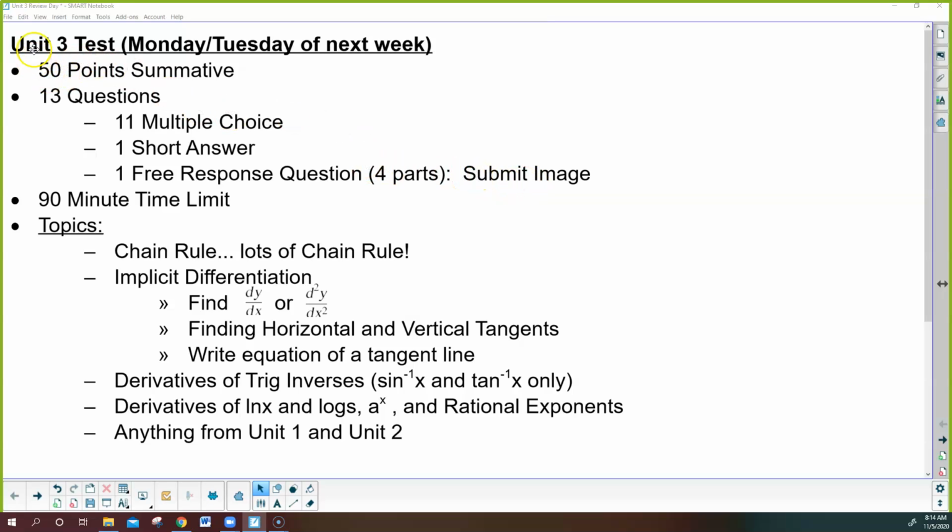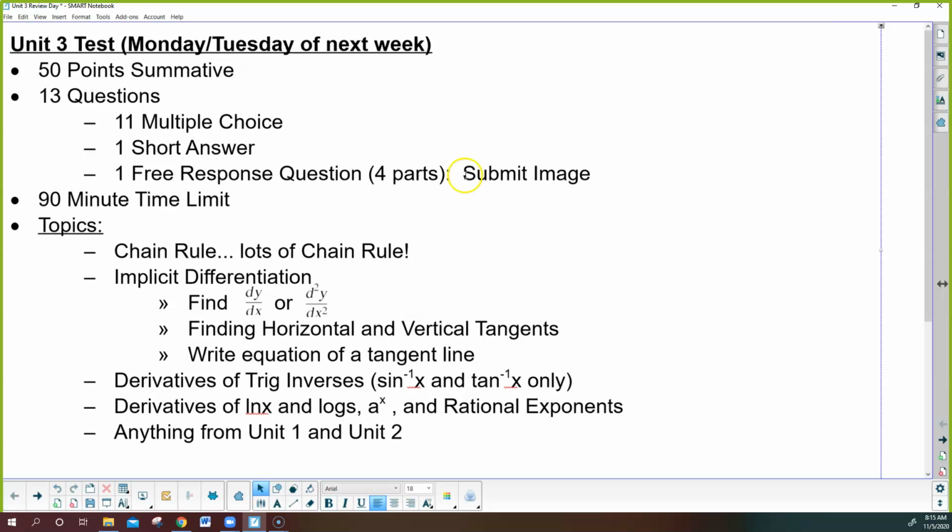But anyways, so this is a 50-point summative test. There are only 13 questions. 11 of the 13 are multiple choice. One of them is short answer, where you just type the answer, you do the work, and then you type it in. And then there is a 4-part free response question, and we're going to be reviewing that here. And then you have to submit your image that shows all 4 parts. And you're only going to just submit that.